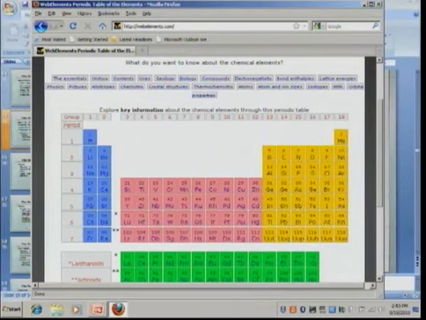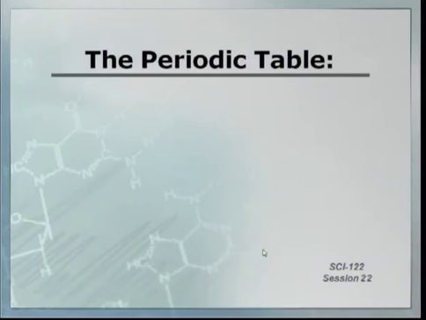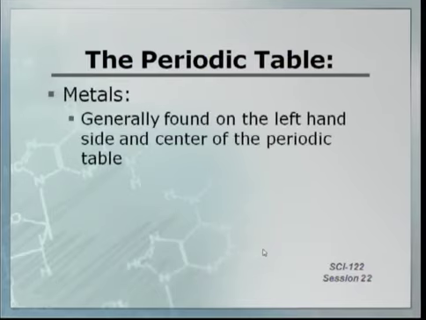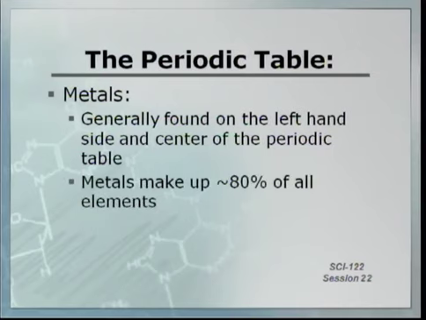All right, so let's go back to the presentation. Let's take a look at the first type, which is the metals. For the metals, basically these are generally found, as we said, on the left-hand side and center of the periodic table. And they make up about 80% of all elements.